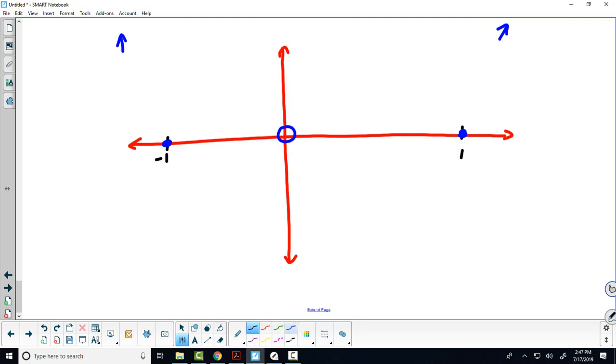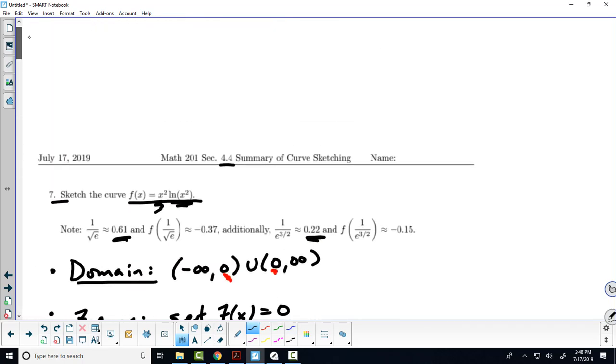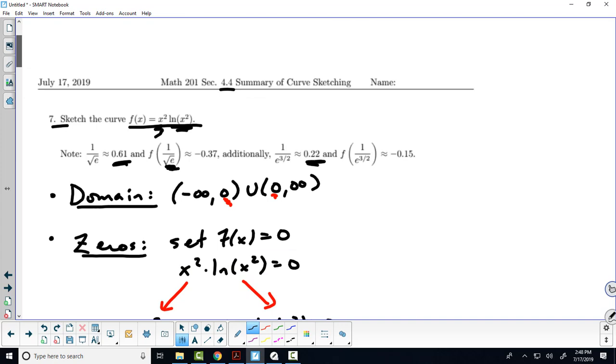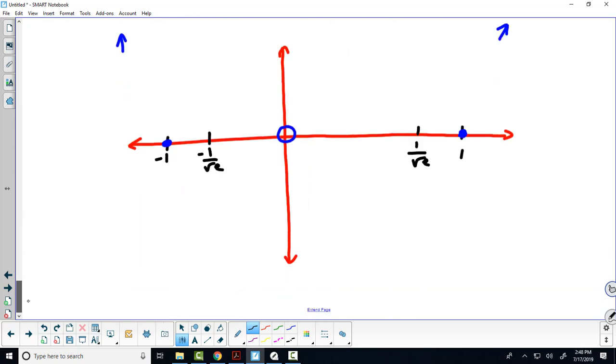Then we had 1 over the square root of e, which is about negative 0.66. So maybe I'll put it there, minus 1 over the square root of e, and we also had positive 1 over the square root of e. If we evaluate those in the function, when we plug 1 over the square root of e into the function, we get about negative 0.37. So I'll put those way down here. We get this point right here and this point right here.